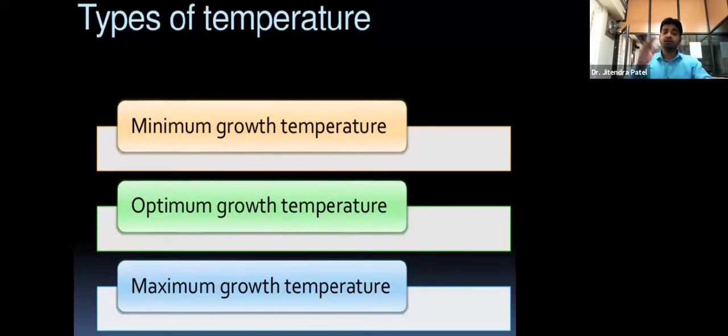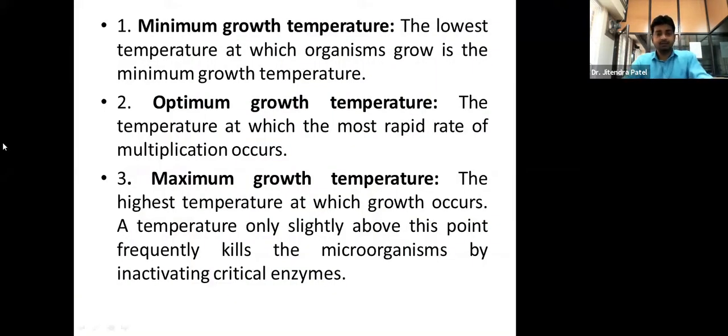So this is called the range. It is further divided into three categories. Okay, so let us describe this one. Minimum growth temperature: the lowest temperature at which microorganisms grow is the minimum growth temperature. That is what, 15, right? 15 or 15.5. Optimum growth temperature: the temperature at which the most rapid rate of multiplication occurs.